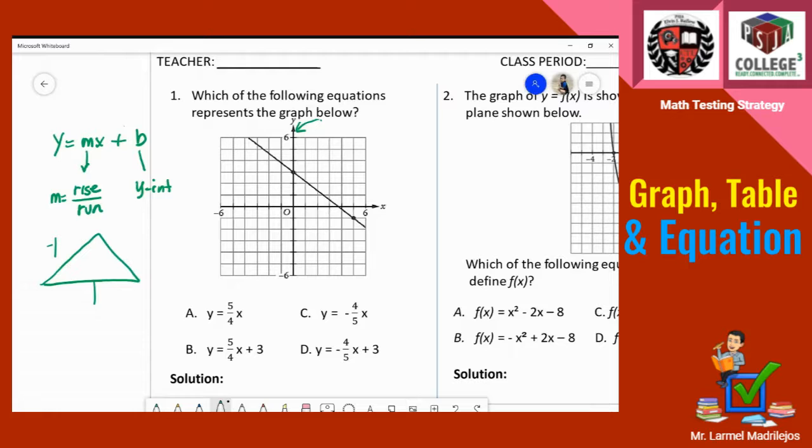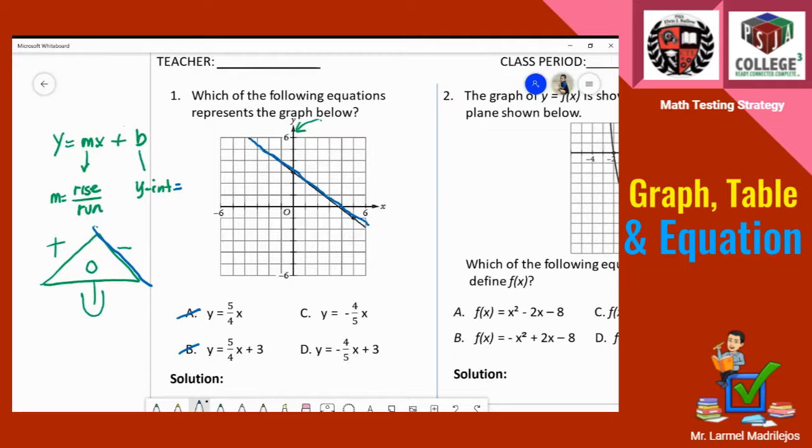A line like this is positive, this line is negative, a horizontal line is 0, and a vertical line is undefined. So if I look at the graph right now, it looks like a negative slope. So I can eliminate choice B because it is positive, and eliminate A because it's positive. The next thing I'm going to look at is my y-intercept.